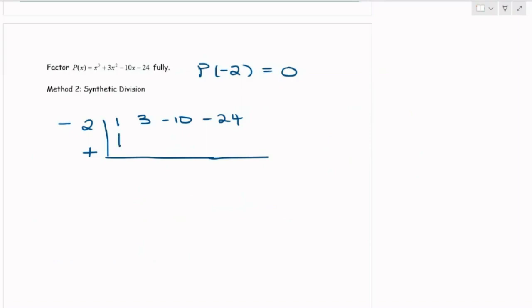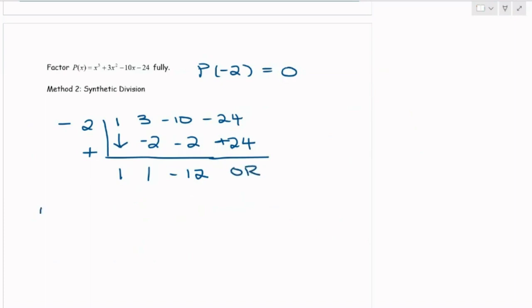So the first step is to drop the 1. From here, 1 times negative 2 is negative 2. So you're always going to take these bottom numbers and multiply them to this negative 2. Whatever the answer is, you're going to place under the next term. So 3 take away 2 is going to be positive 1. 1 times negative 2 is negative 2. Negative 10 minus 2 is negative 12. Negative 12 times negative 2 is positive 24. And then when I add these, I get 0 remainder.